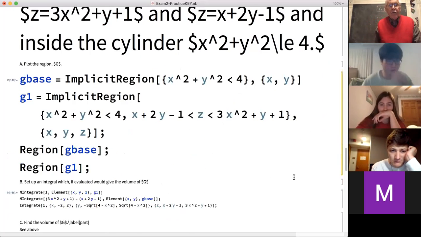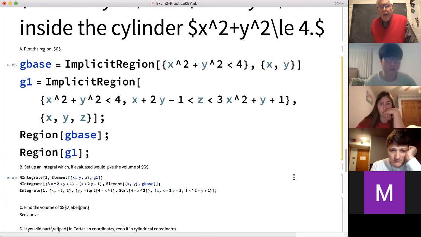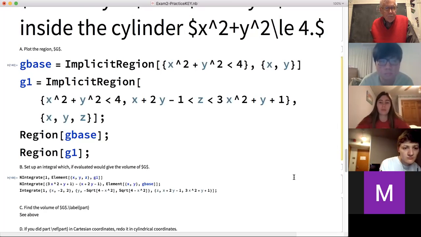So here again, there is a base defined in the XY plane. This is a circular base. The region is over that. G1 is the implicit region definition. And here we have it inside that x squared plus y squared less than 4 circle or disk. And then these two inequality signs here might go the other way.